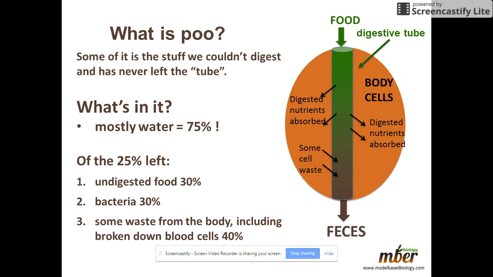Within that 75%, within the last 25%, 30% of that is undigested food. So you've got food that goes in that never makes it to your body at all. You've got bacteria. There are enormous colonies and different species of bacteria in your body that go out with the feces as well. And then there's waste from the body that gets broken down, blood cells and other things that the body puts into the tube and it goes out.